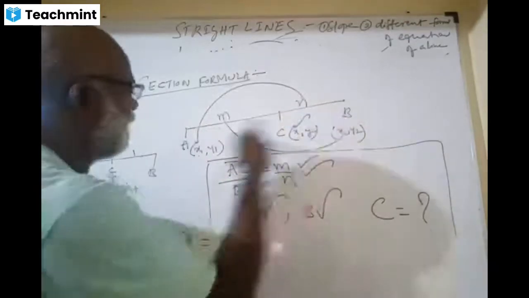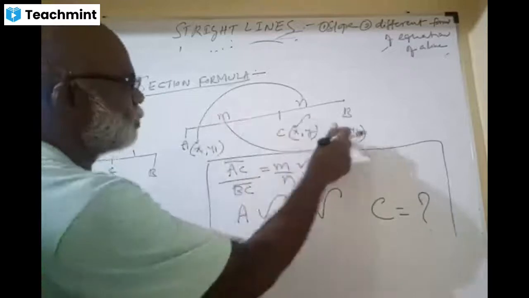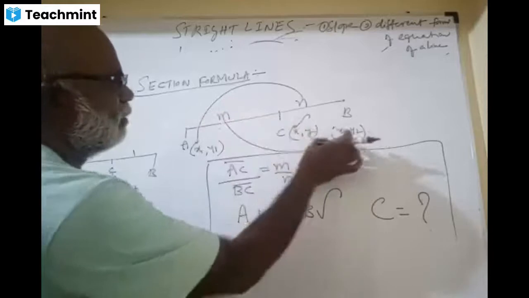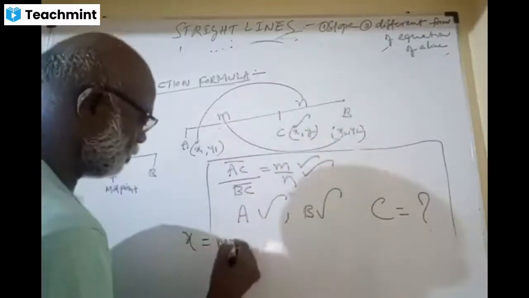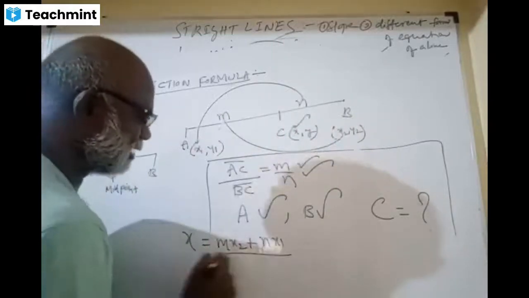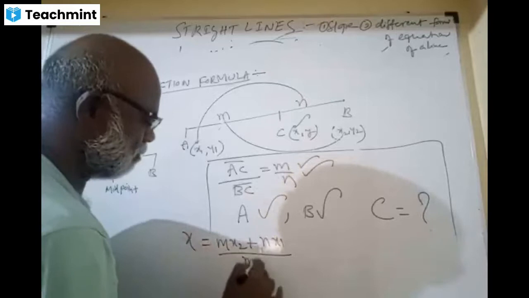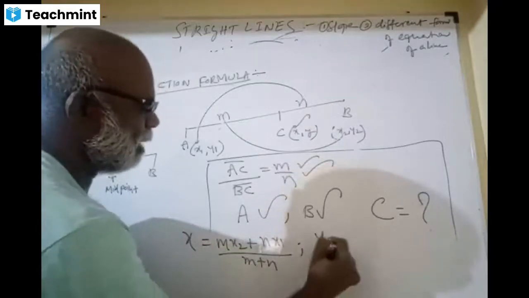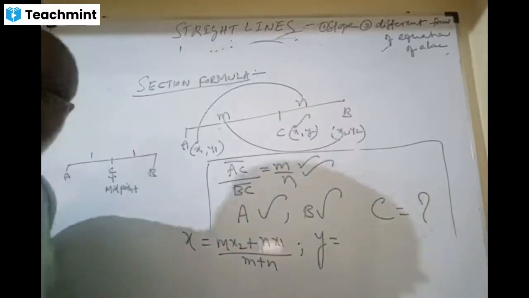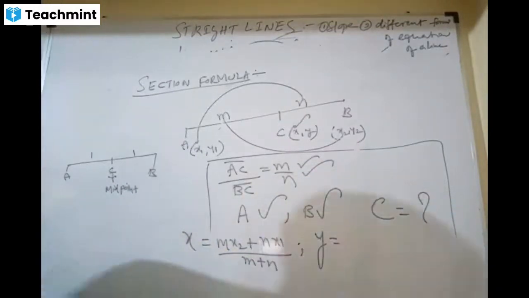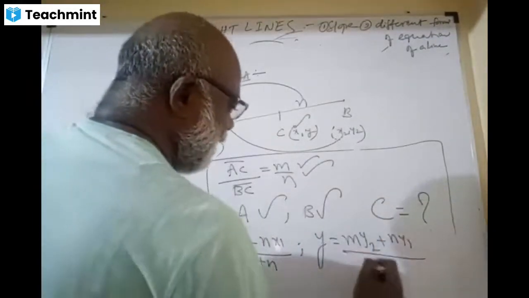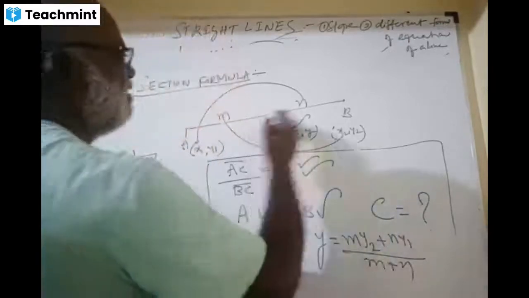For the x coordinate, we should talk about x only. Multiply m with x2, the opposite end, plus n x1. We talk only about x because x is what we have to find out, divided by m plus n. What about y? Please, can anybody tell? My2 plus ny1 by m plus n. Brilliant point, my2 plus ny1 by m plus n.